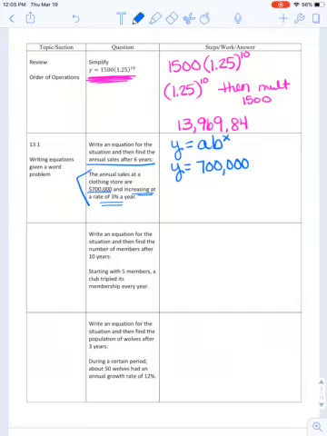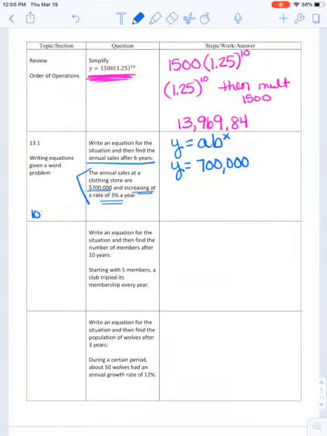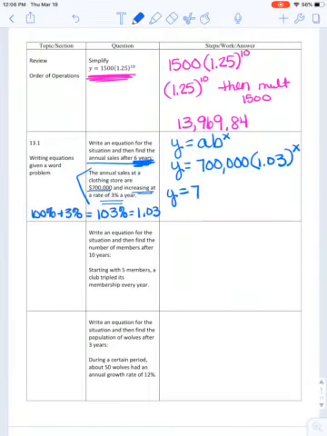Now remember, we talked about that yesterday. That 3% is 100% plus 3% more, which means my growth rate is 103%, or 1.03. So that's what I'm going to put in the equation, 1.03 to the x power. And now if I want to solve that, I'm just going to plug in my 6 years for x. Y equals 700,000 times 1.03 to the 6th power.